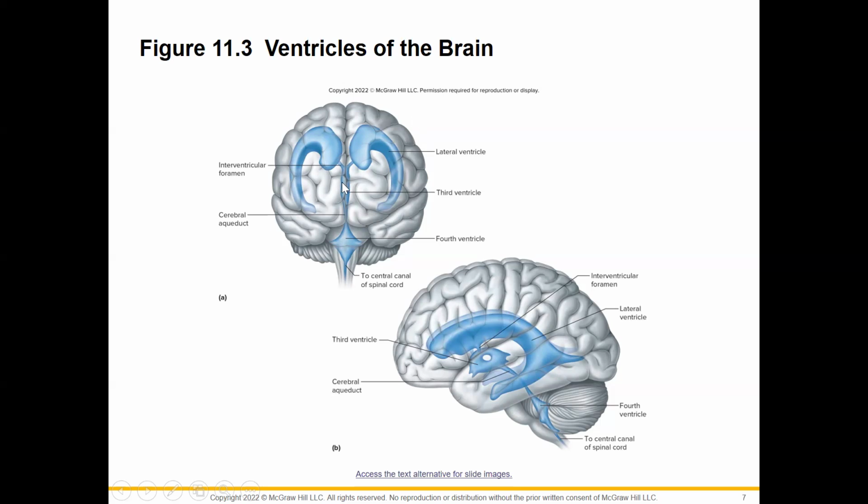They're connecting to the third ventricle via the interventricular foramina. Then you have the third ventricle that's connected to the fourth ventricle through the cerebral aqueduct.